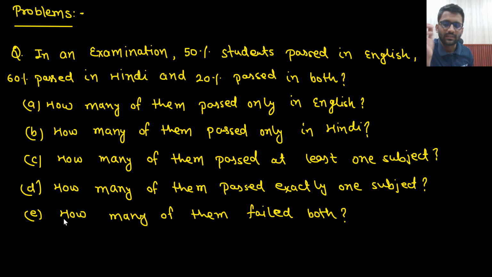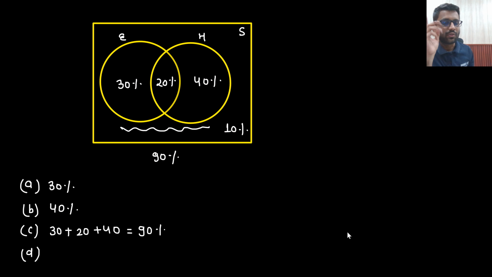What does D say? How many of them passed exactly one subject? Exactly one subject, that means if you are passing Hindi, this is also good. If you are passing English, this is also good. If you are passing both, is that good? No. And if you are failing both, is that good? No. So exactly one subject means 30% plus this 40%, 70%.